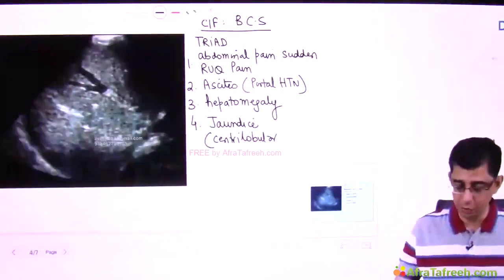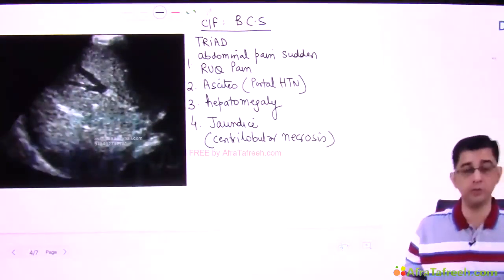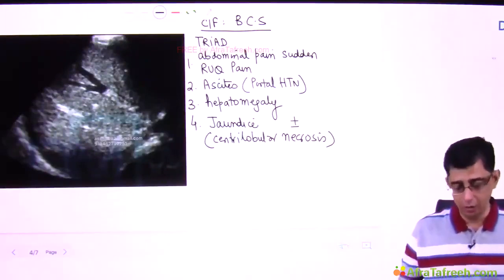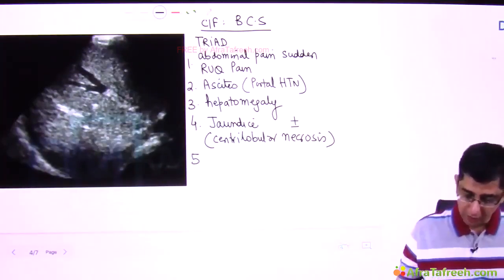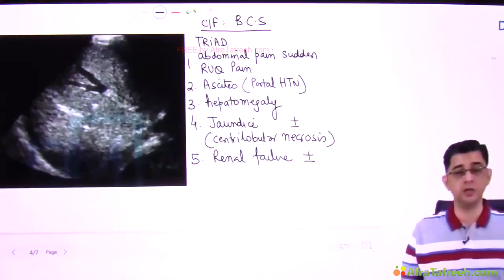Jaundice is usually not seen in the subacute or chronic forms, but it is seen only in the acute form. So I'm writing plus minus to say that if this is not present, it doesn't matter, you may not get jaundice in Budd-Chiari syndrome. In the acute presentation, there will also be development of hepatorenal syndrome. So renal failure can definitely occur in a patient.